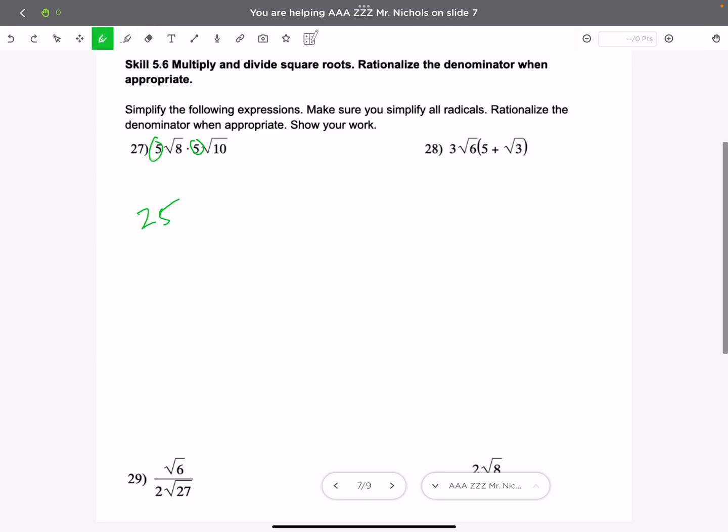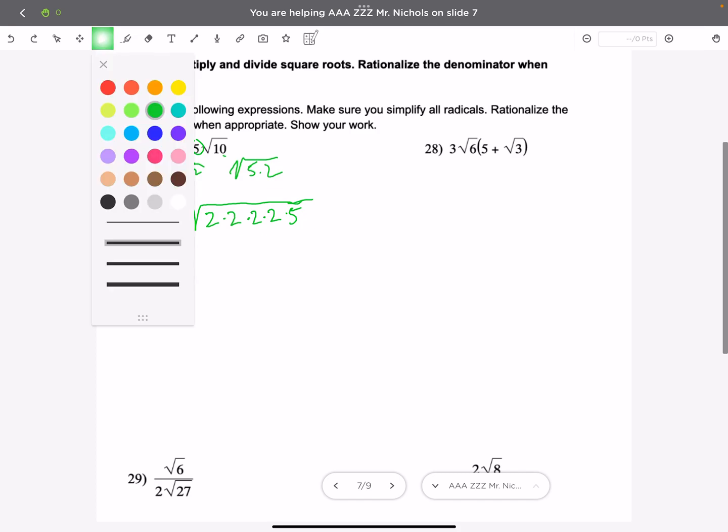Instead, I can do prime factorization of 8, which is just 2 times 2 times 2, and prime factorization of 10, which is just 5 times 2. So what I get is 25 square root of 2 times 2 times 2 times 2 times 5, like that. And it's a lot easier to find the prime factors of smaller numbers than large numbers. And when we multiply them together, that's what we get.